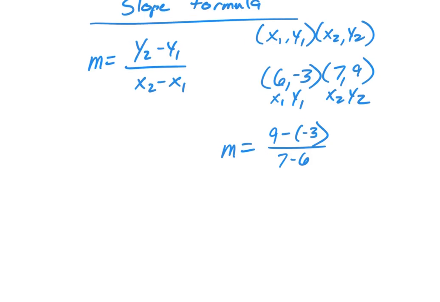So in this case, we simply get 12 over 1, which is just 12. So those 2 points would have a slope of 12.